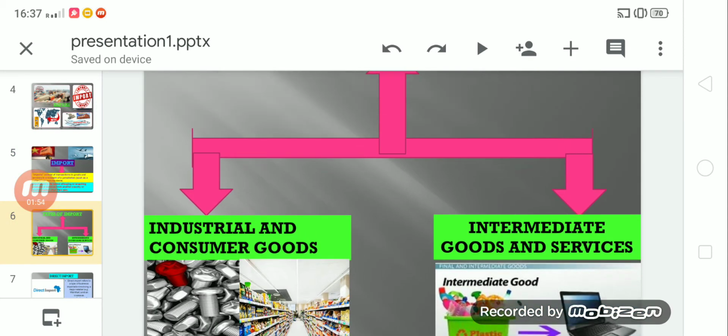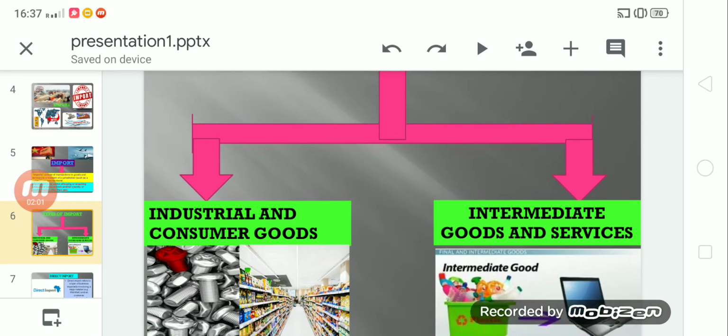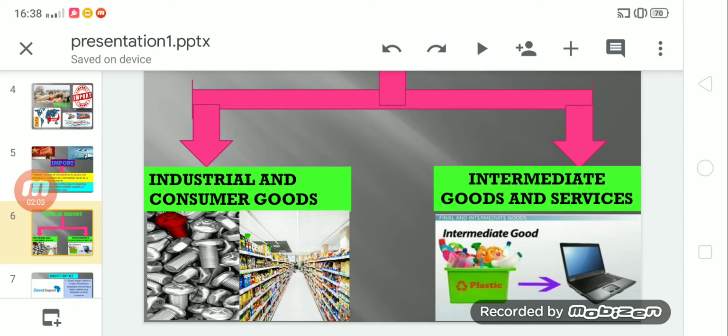Types of import: industrial and consumer goods, intermediate goods and services. Consumer goods are ready to be used, industrial goods are to be used in production. Intermediate goods and services are used as intermediaries and some value addition is to be done on them.